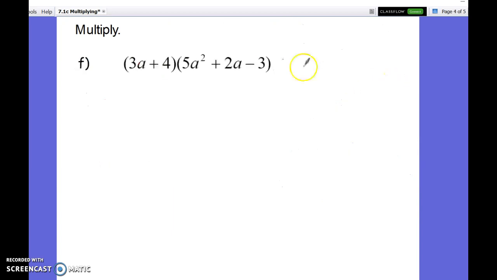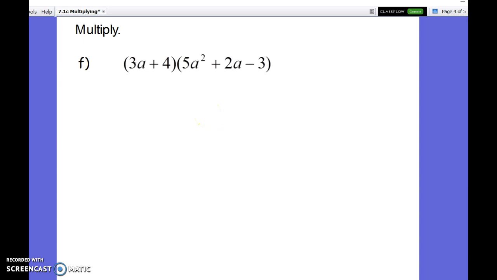All right, we're going to look at one last problem. So we have a binomial times a trinomial. 3a plus 4 times 5a squared plus 2a minus 3. So again, we have to make sure we multiply everything in this first set of parentheses by each term in this second set. So let's just take it one step at a time.